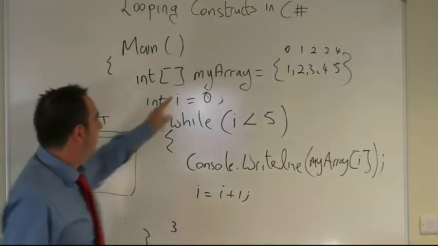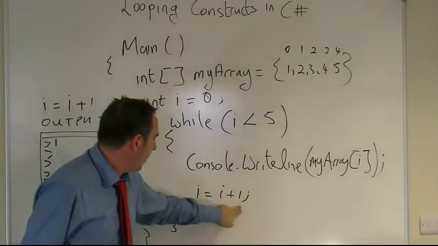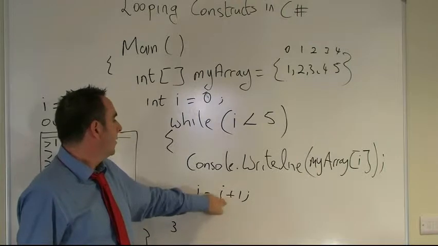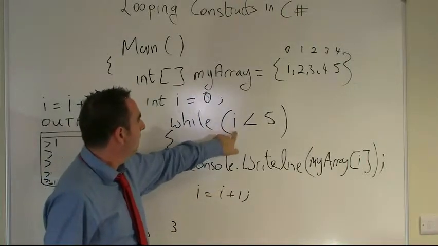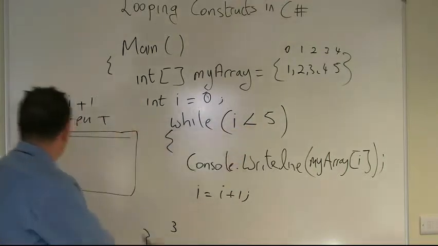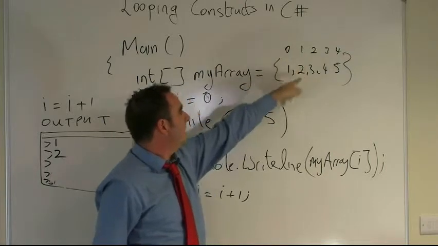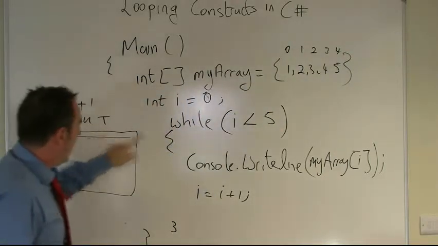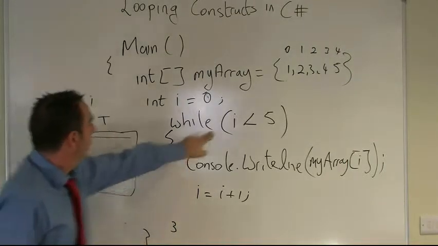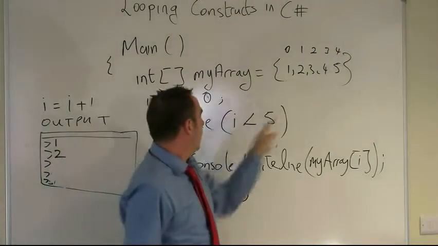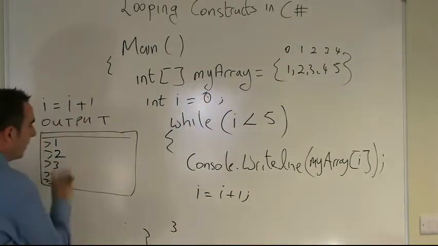Okay, so we come in, I is equal to 0. We got 1 printed. We get to this point here. This line is executed. I is equal to I plus 1. So I will be put to 1. We jump back up, check our condition. Is 1 less than 5? Yes, it is. Let's go in here, print out the element stored at index 1, which is 2. Come down here, I will now get put to 2. Is 2 less than 5? Yes, it is. So index 2 is printed to the screen, which is 3.